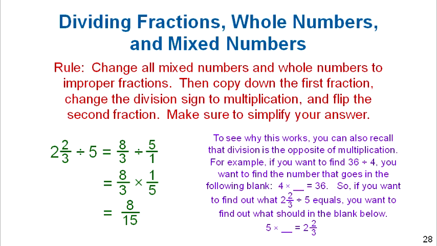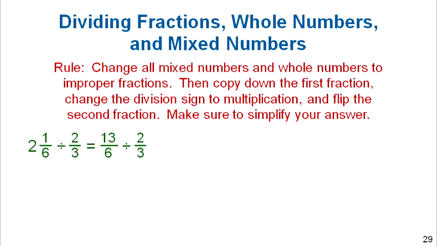To see why this rule works, you can also recall that division is the opposite of multiplication. For example, if you want to find 36 divided by 4, you want to find out the number that you want to multiply by 4 to get 36. So, if you want to find out what 2 2/3 divided by 5 equals, you want to find out what you need to multiply by 5 to get 2 2/3.